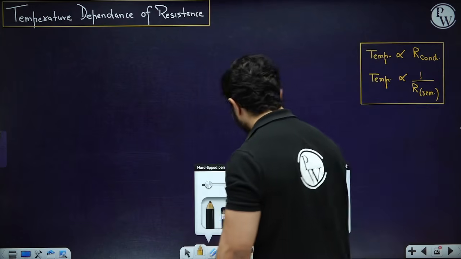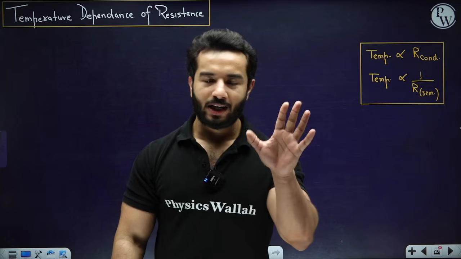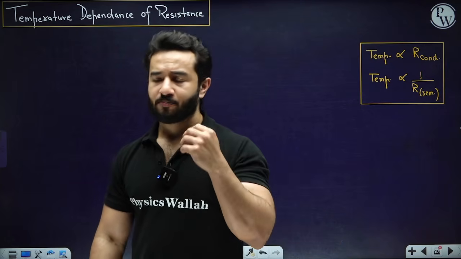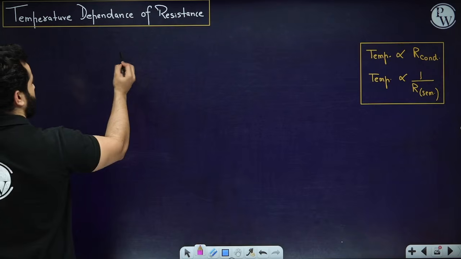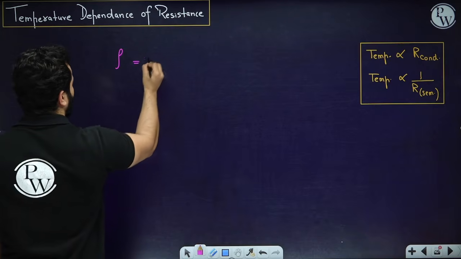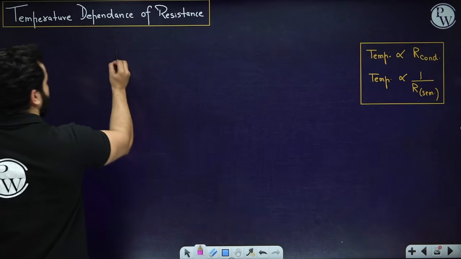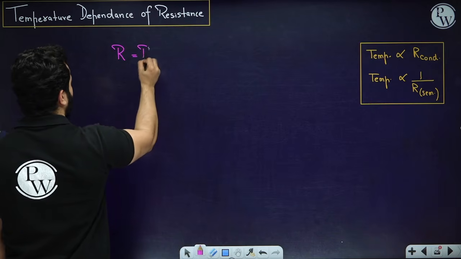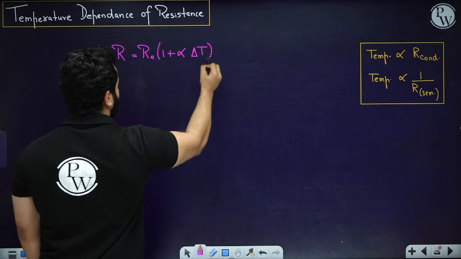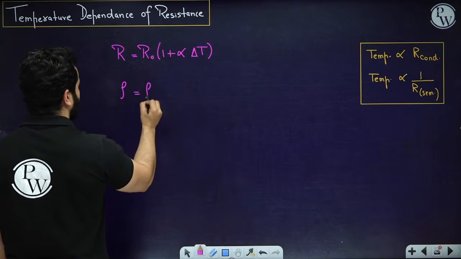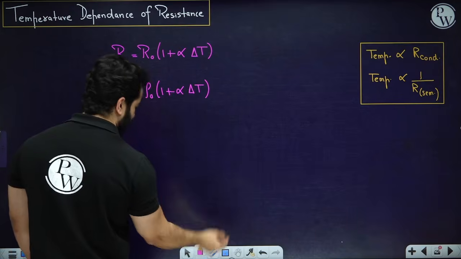Now let's just write a mathematical equation for it so that we can solve some problems. There is no requirement of derivation over here. You have seen this formula many times before also. The formula looks something like this. First we can rewrite it for resistance: R equals R naught times (1 plus alpha into delta T), or rho equals rho naught times (1 plus alpha into delta T). So these are the two formulas.